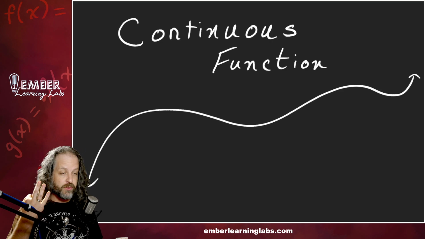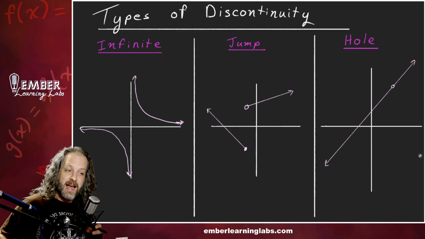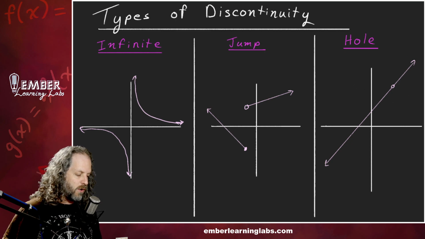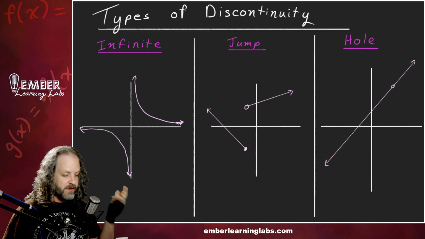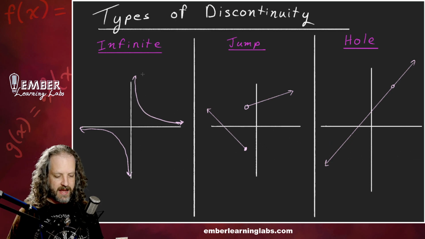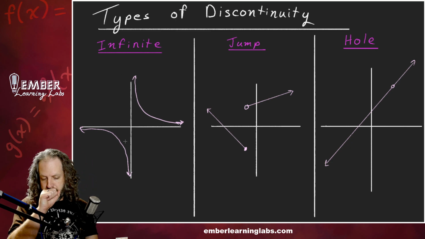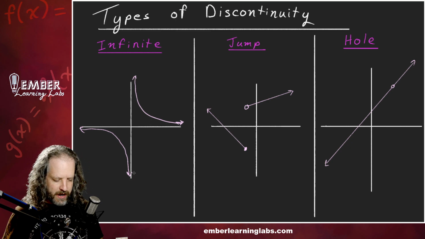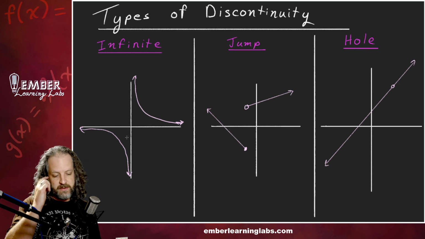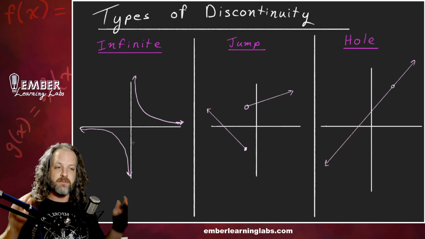There are, in fact, 3 types of discontinuity. Let's look at those. The 3 different types of discontinuity are infinite, jump, and hole, right? An infinite discontinuity is where the function has a break in it, like maybe this reciprocal function. It has a break where it doesn't continue here, and we call it infinite discontinuity because it keeps on going to infinity, right? So it breaks off at infinity.